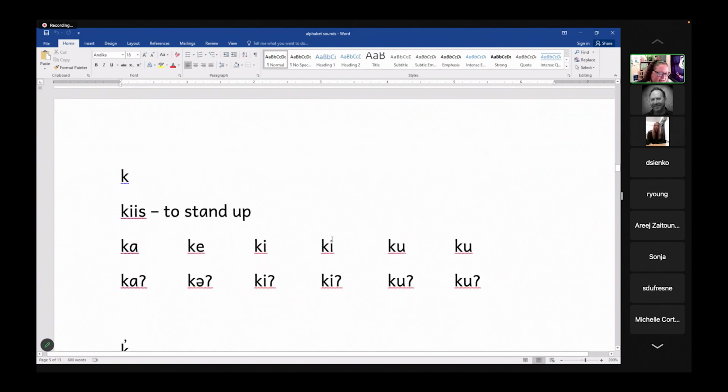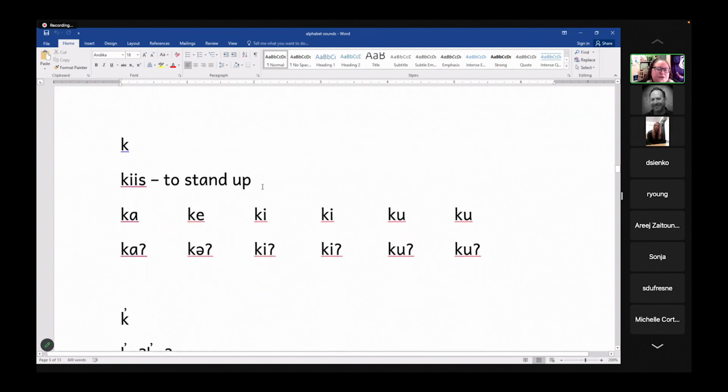Next we have the K's, and we have 4 of those, and they make the usual K sound like they do in English. So kees, kees to stand up. So regular K sound. Ka, ka, ki, k, ko, ku. And then with the glottal stop, ka, ka, ki, ke, ko, ku.